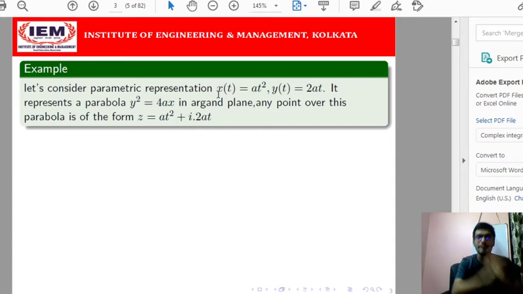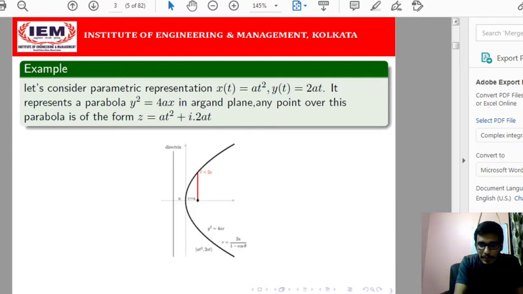So in that way, if I consider the point x(t) and y(t), which are associated with some real variable t, then any point in the Argand plane z will have the coordinates (at square, 2at). If I consider the collection of all those points by varying the value of t, I will get the equation of the parabola y square equals 4ax.